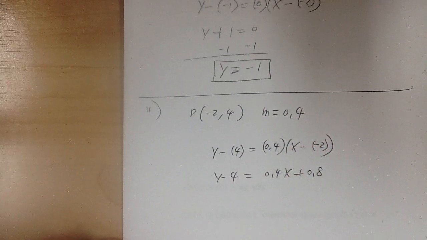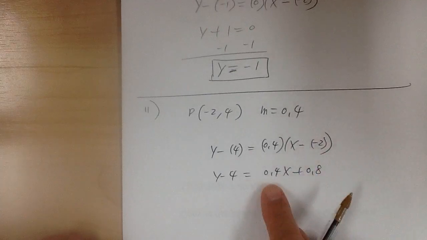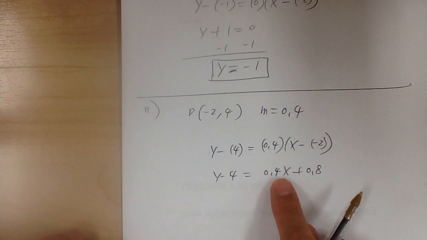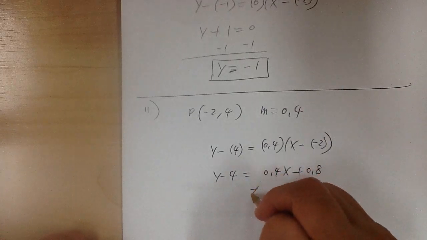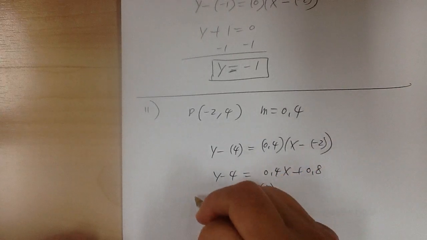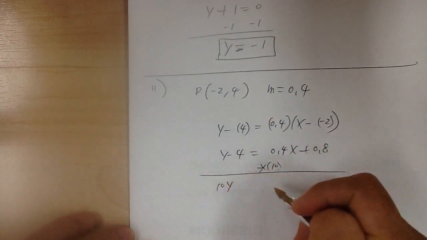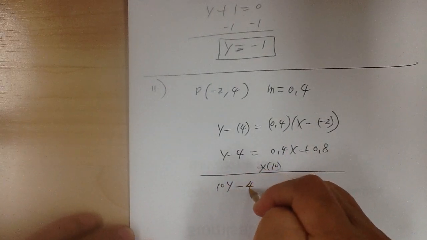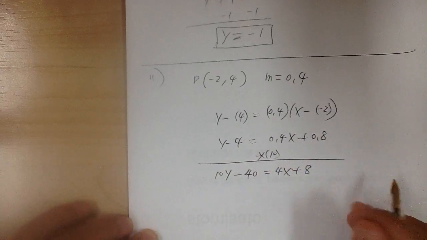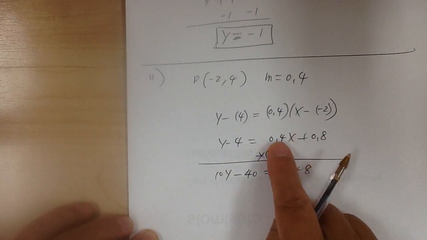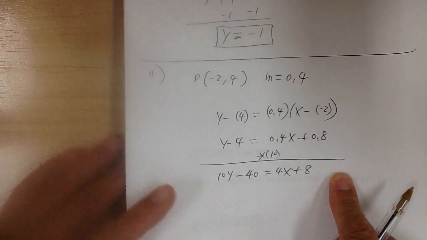Now with a decimal, I'm going to move everything over by one decimal place. So now we'll multiply by 10. Multiply everything by 10 to move the decimal over by one place. So I get 10y minus 40 equal to 4x plus 8. So move the decimal one place over to get rid of all the decimals.